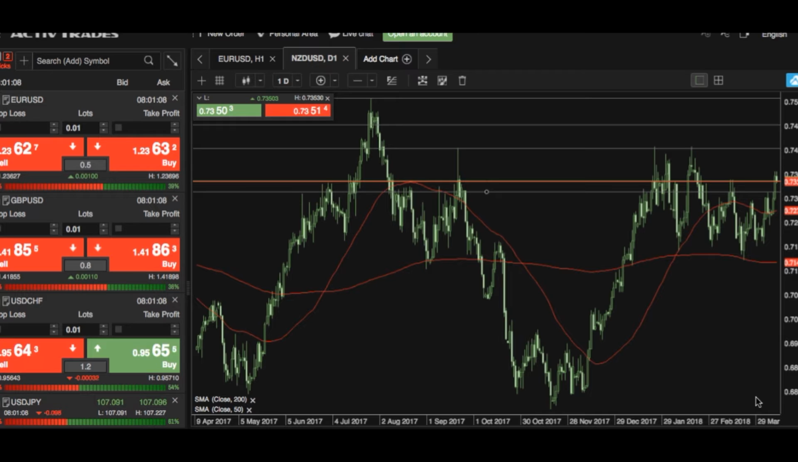I'm a foreign exchange trader and technical market analyst, and today I'll be looking at the New Zealand dollar against the US dollar. I'll be discussing its recent trading history, and I'll also be identifying the key technical levels that you need to know going forward.